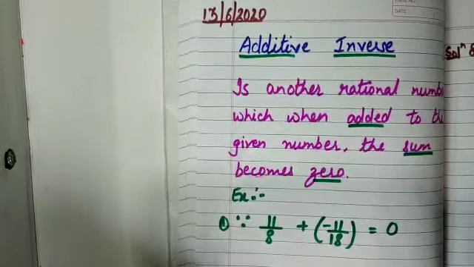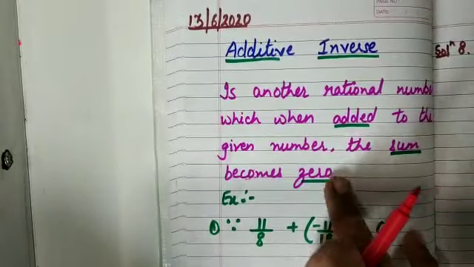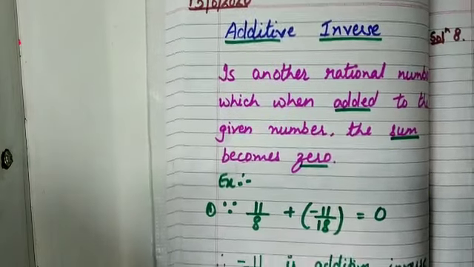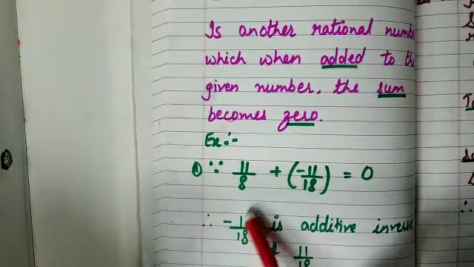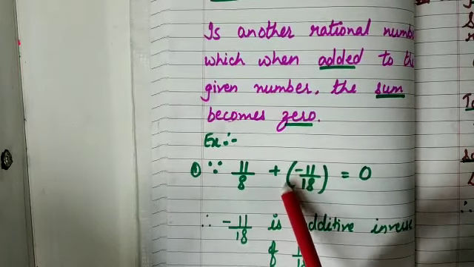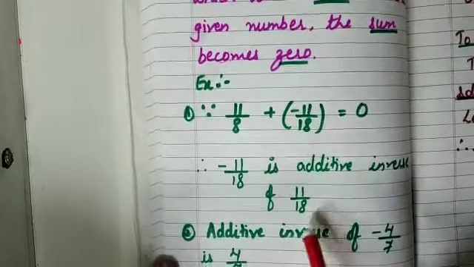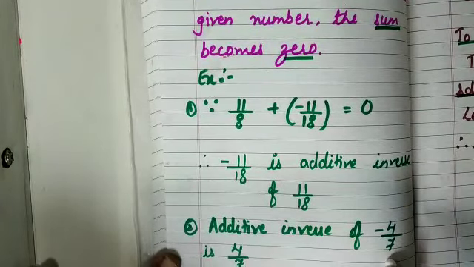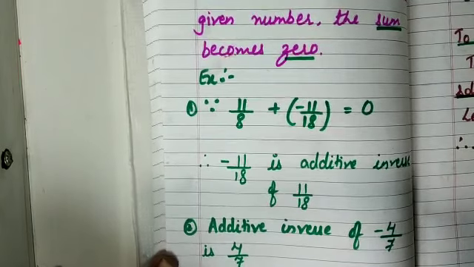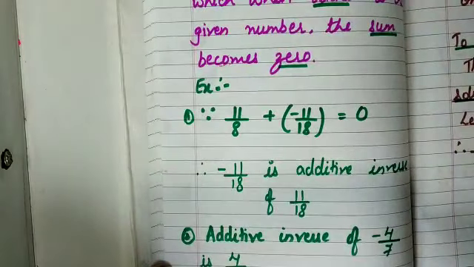So what is the additive inverse of a rational number? It is another rational number which, when added to the given number, the sum becomes 0. Here I have taken a rational number 11 upon 8, which when added to minus 11 upon 8 gives you 0. So minus 11 upon 8 is the additive inverse of 11 upon 8. So what will be the additive inverse of minus 4 upon 7? It will be plus 4 upon 7. If negative, the additive inverse is positive, and if positive, the additive inverse is negative.